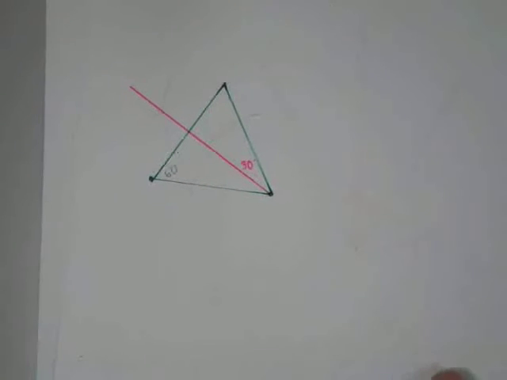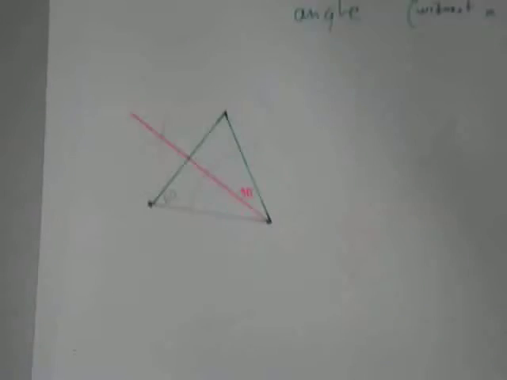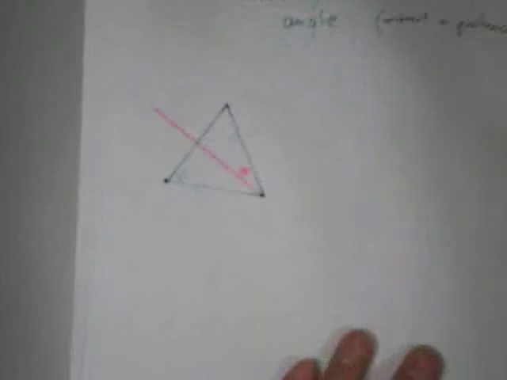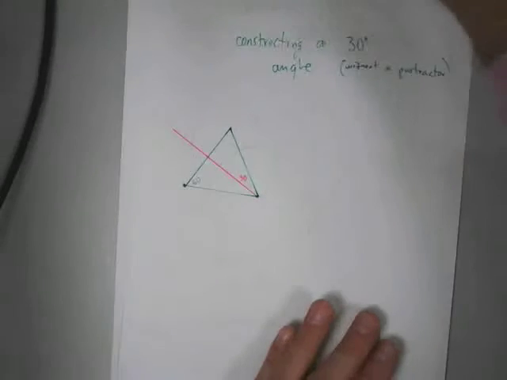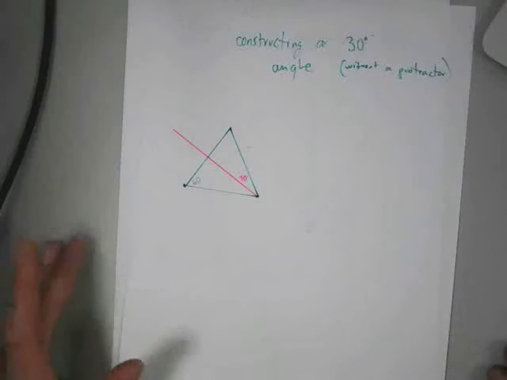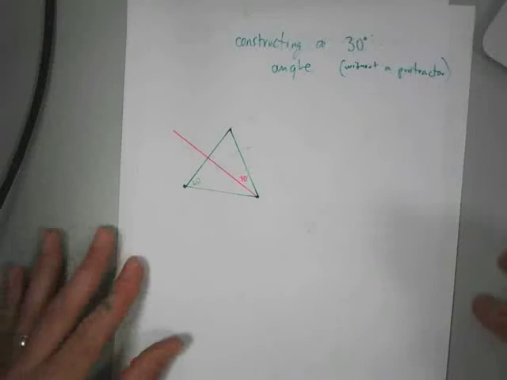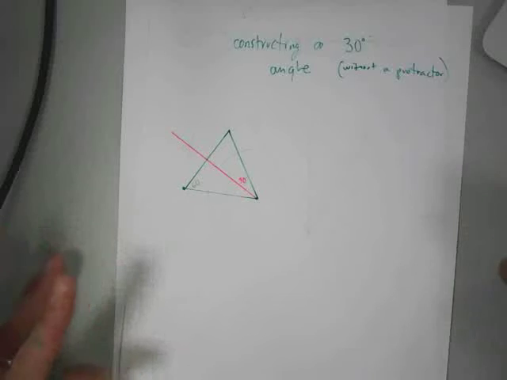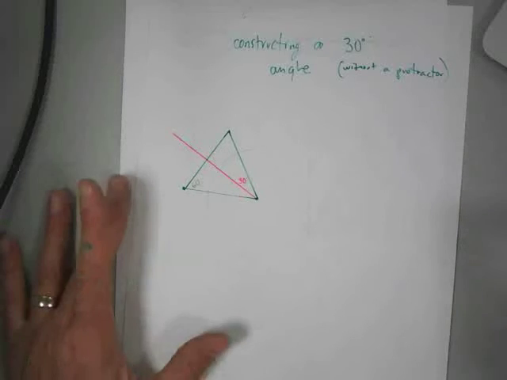So you might not have to do a 30-degree angle, but you have to do different kinds of angles, and you should be able to divide numbers in half or divide them again. Like I could make a 15-degree angle if I needed to right now.